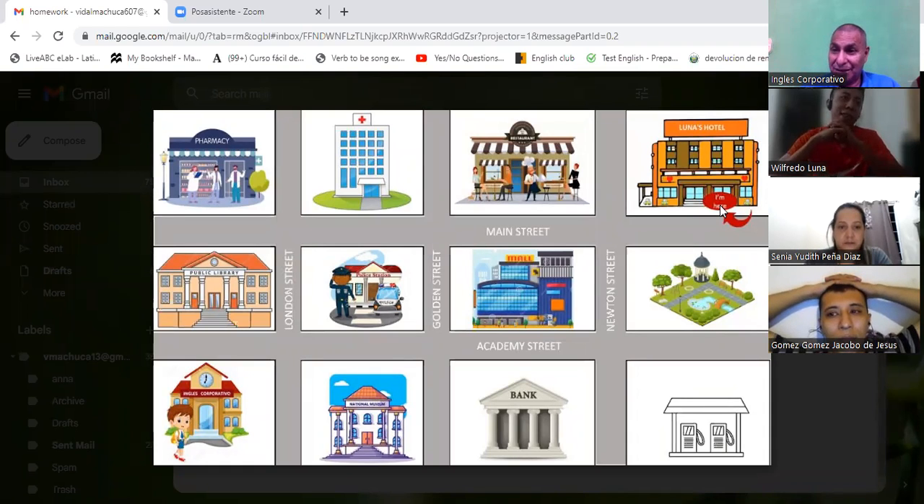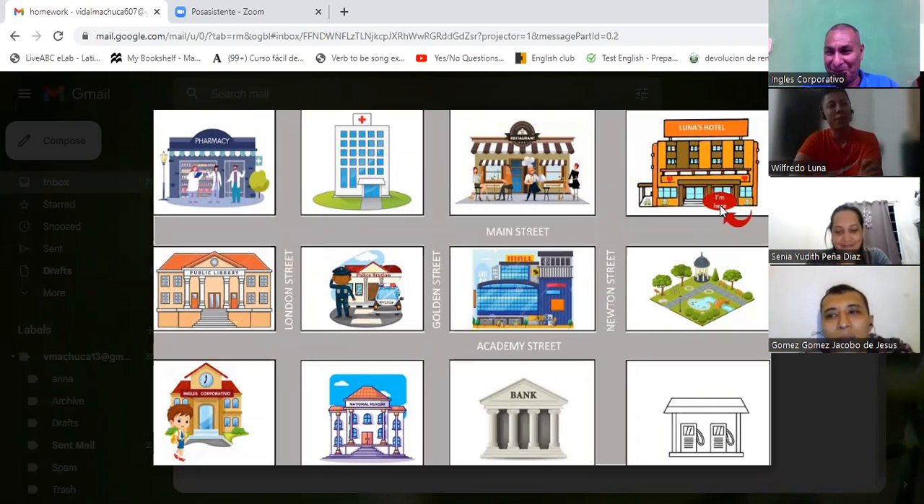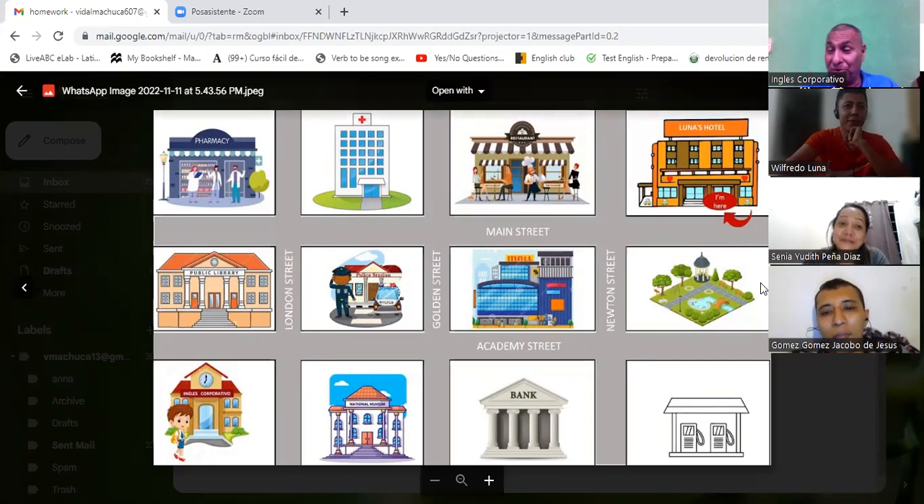Teacher, you make it easy. Lo hace ver demasiado fácil. Es que preguntar no es lo difícil. Lo difícil es hacer lo que usted está haciendo. Pero okay. Lo hace ver tan fácil. Okay, entonces, Zenia, pregúntele a Wilfredo cómo llegar a una parte, y diga usted dónde está.